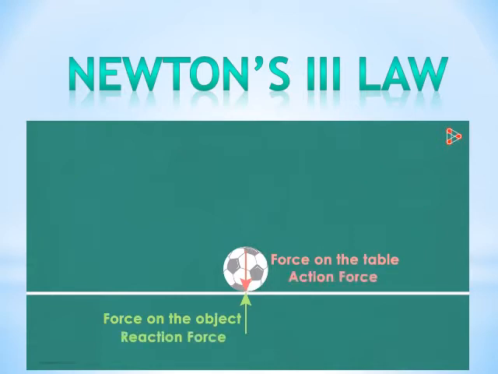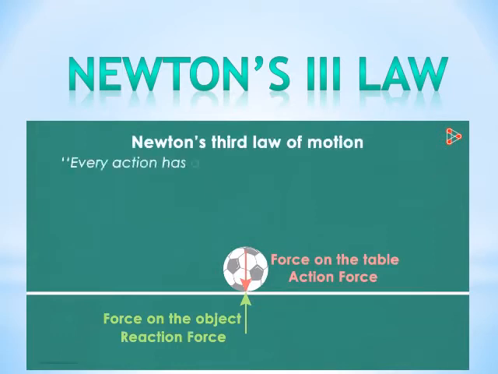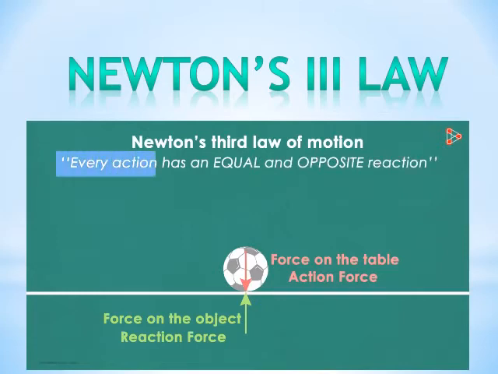The force exerted by the object on the table was an action force, and the force exerted by the table on the object is the reaction force. What we saw here is nothing but a display of Newton's third law of motion. Every action has an equal and opposite reaction. That's how simple the third law is.